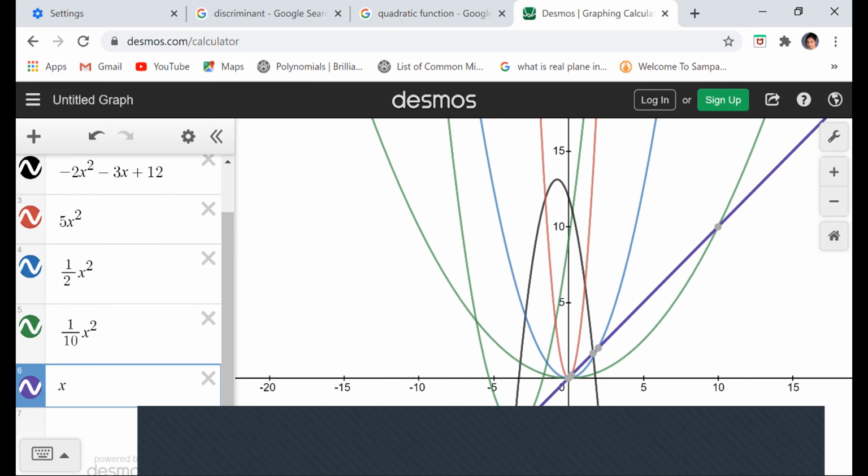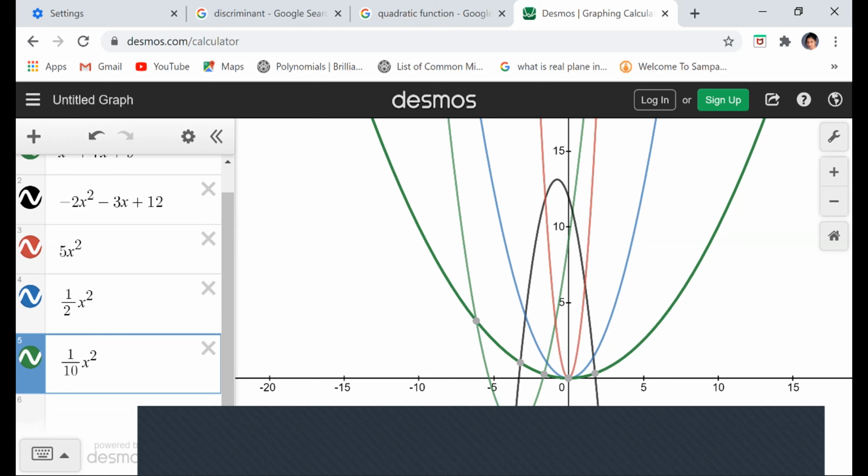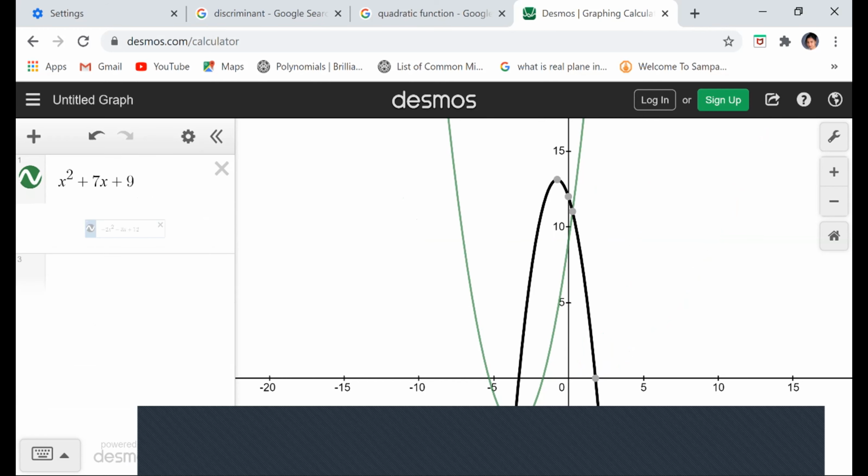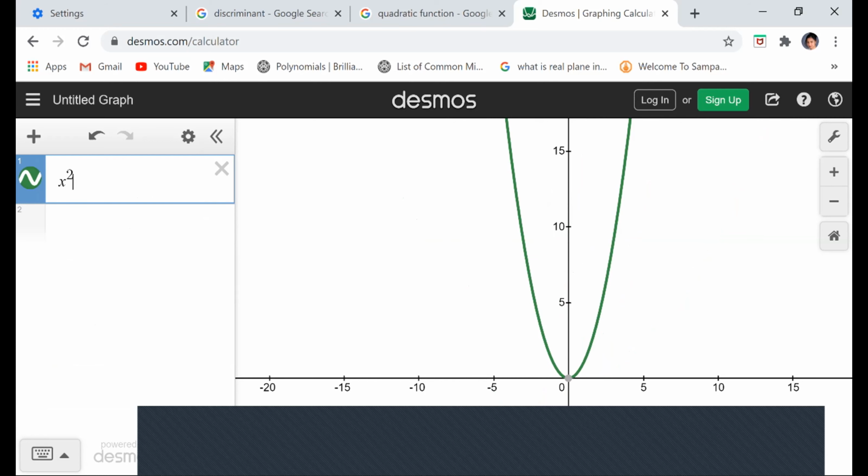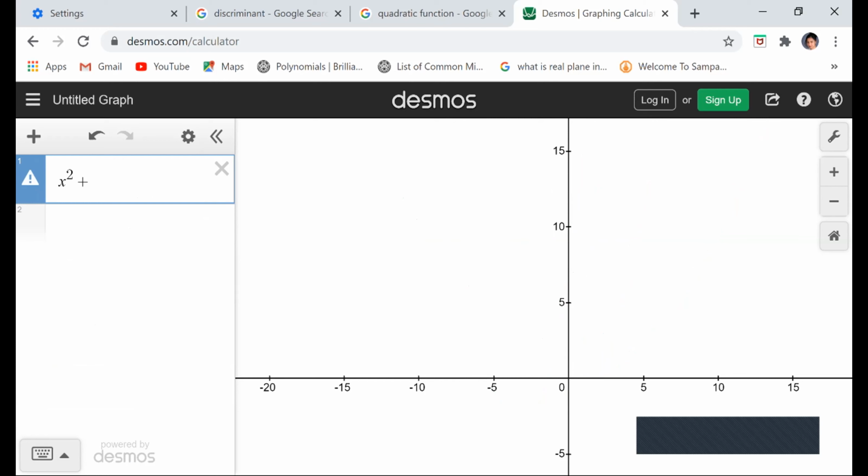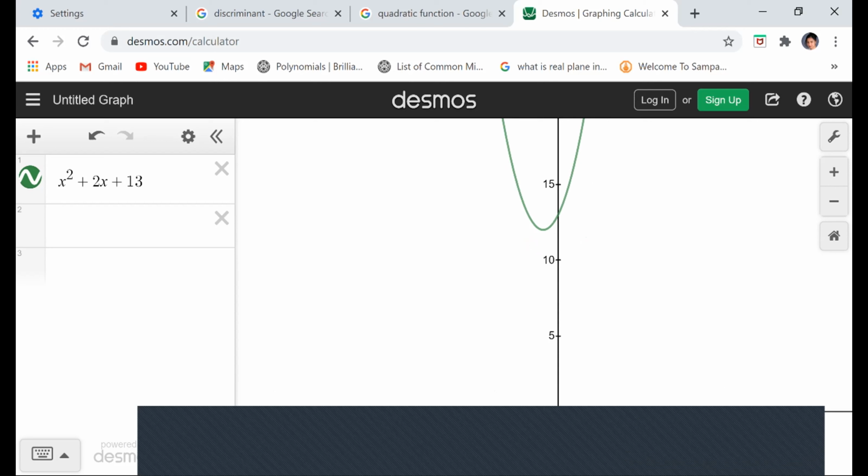Let me try. Now there's something to notice here. All the graphs that I have sketched here either cross the x-axis or at least touch the x-axis. Let me remove all of them first, it looks a mess. Let me show you a quadratic. Okay, let's say 2x plus 13, something like that. You see that? This parabola is hovering above the x-axis. It doesn't cut through the x-axis.